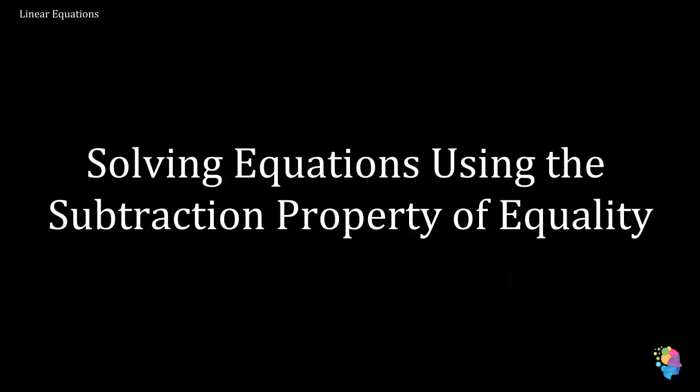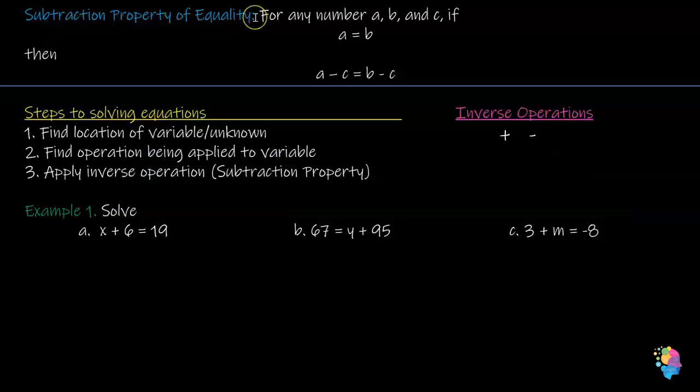So let's start solving equations using the subtraction property of equality. The subtraction property of equality states that if you have A equal to B, then we are allowed to subtract the same value from the left and right side without changing the equality. Then the steps that we're going to take to solve equations is first, we're going to find the location of the variable or the unknown. Next, we're going to find the operation that is being applied to the variable, and then we're going to apply inverse operations. That's when we're going to use the subtraction property.